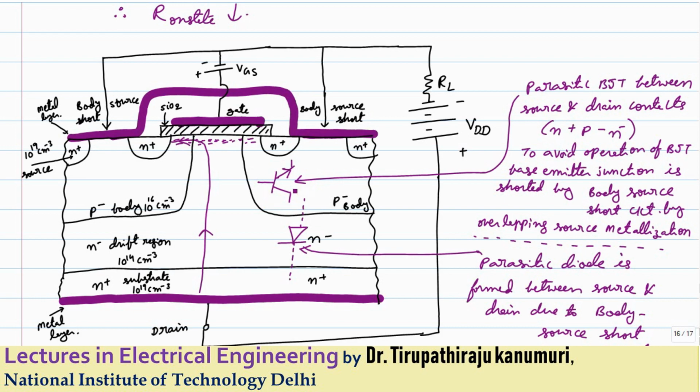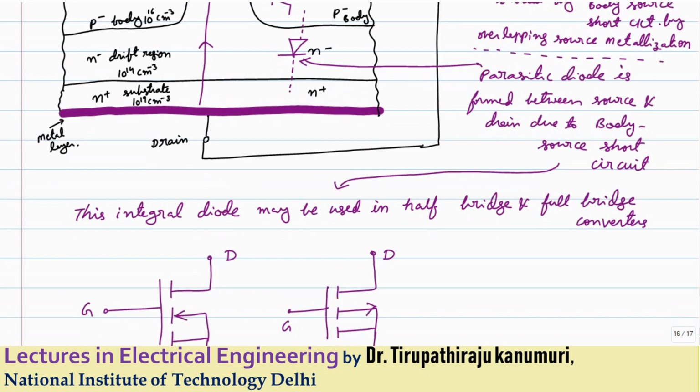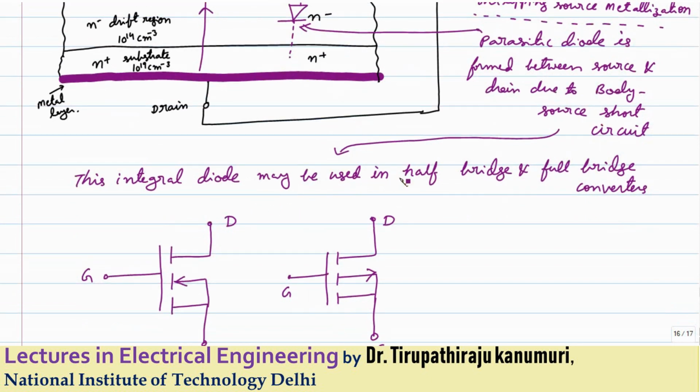But there is a disadvantage. Because of this short circuit, one diode will be formed. As this supply is directly connected to the body, this body is a P and this is an N. So between this P and N, or between your source and your drain, one diode is formed automatically. This diode is called the parasitic diode. It is found between the source and drain due to body short circuit. But we are going to take it as a benefit only. This integral diode is used during the half bridge and full bridge converters. I am going to explain this in detail when we go to them.